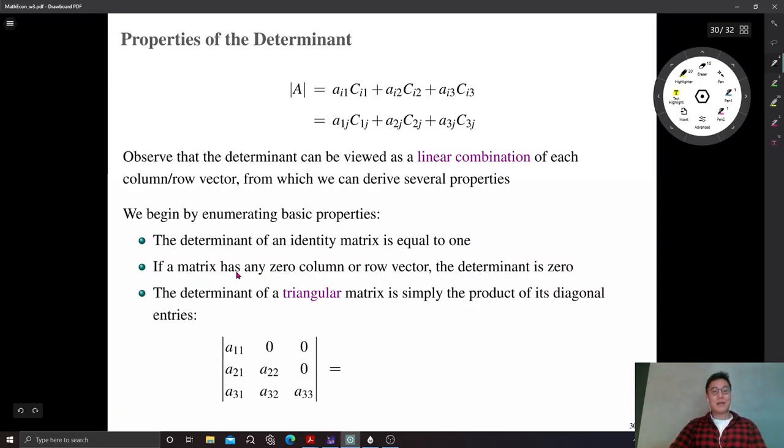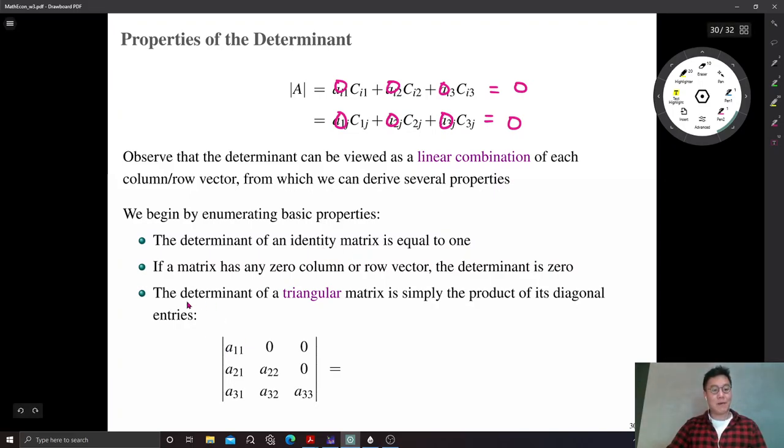Because if a matrix has a 0 column, then we can simply choose that column and do Laplace expansion. And the Laplace expansion is going to be 0 because all entries in that column are equal to 0. Okay, so it boils down to 0. Linear combination is going to be 0. Or, if a matrix has a 0 row vector, then we can choose that row, then its linear combination is also 0. Okay. So the second property is quite obvious.